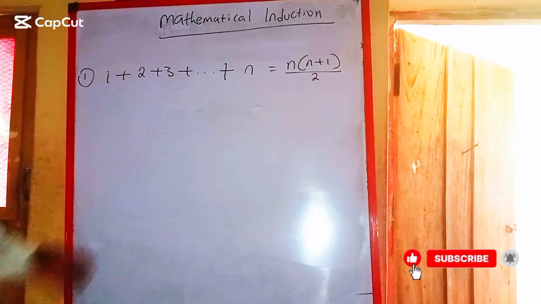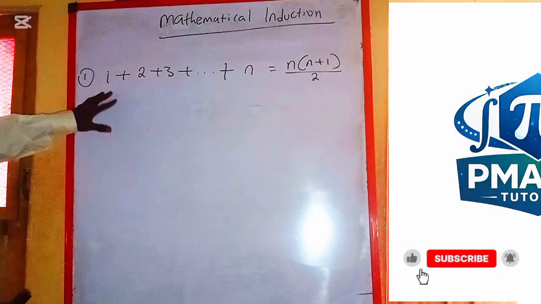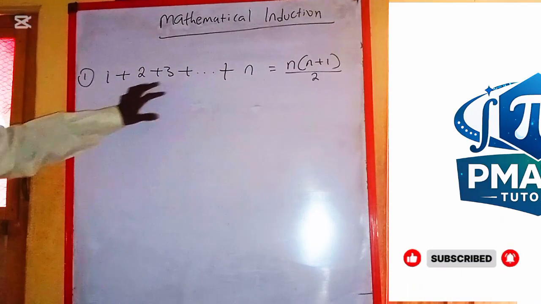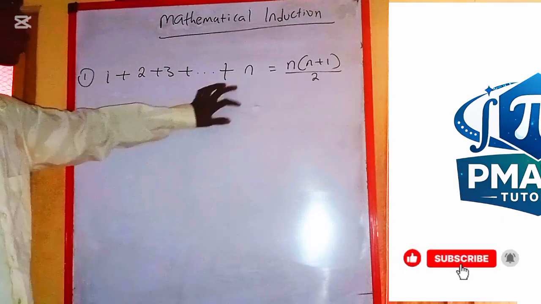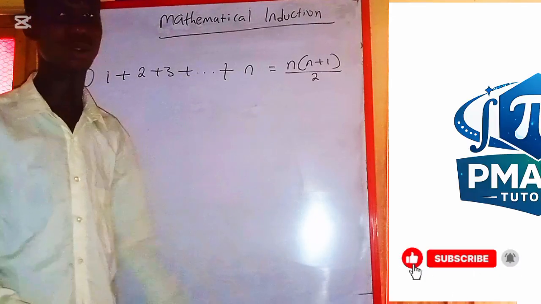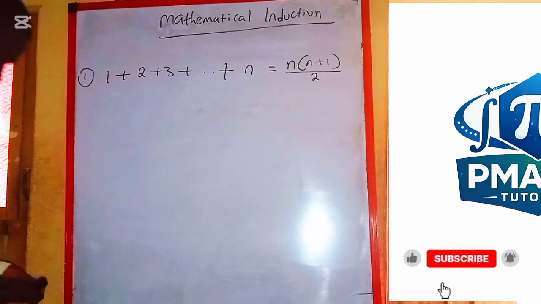In this video, we're talking about mathematical induction. So how to solve this question with mathematical induction: 1 plus 2 plus 3 plus dot dot dot plus n equals n bracket n plus 1 over 2. How to solve this question is very simple.